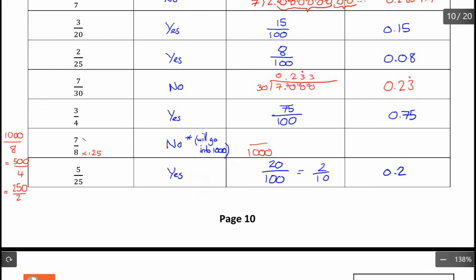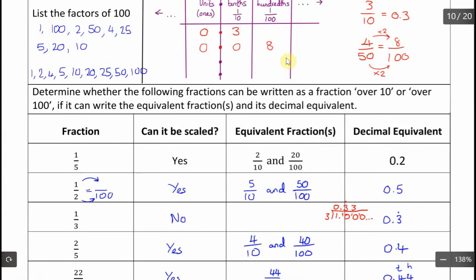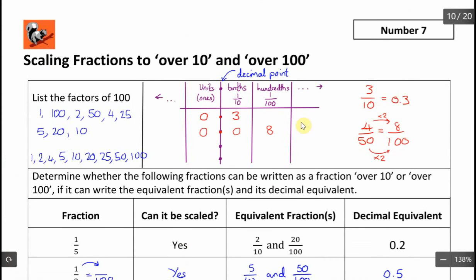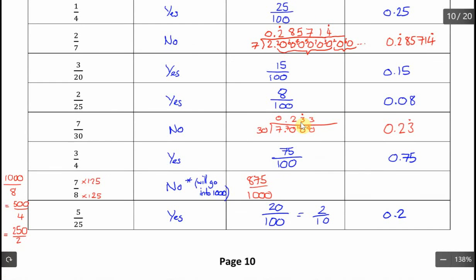So if I multiply that by 125, that's 125 less than 1,000, 875. And we can do this a similar way to how we've done tenths and hundredths, because the next column in the place value table would be thousandths. So if I've got 875 thousandths, then I've got 0.875. Okay, hopefully that made sense.